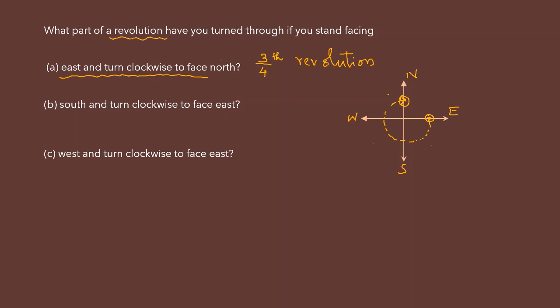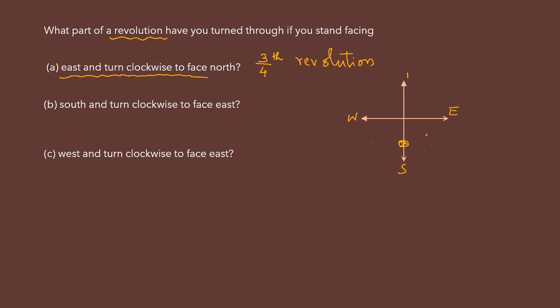Now look at the second question. South and turn clockwise to face east. You are standing facing the south and you are turning clockwise to face east. So let us mark where you are standing. You are standing in south, so I'll mark it here. You are standing here in south, and you are turning clockwise to face east.